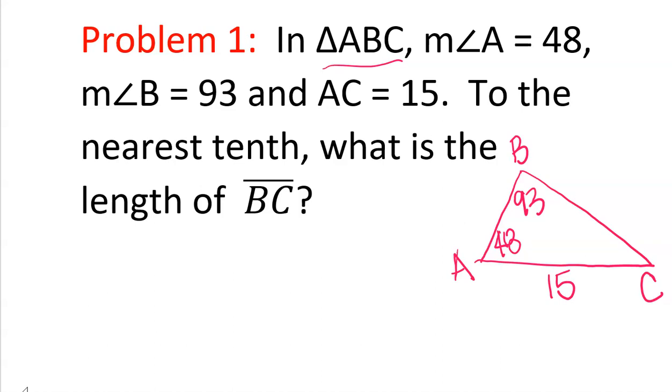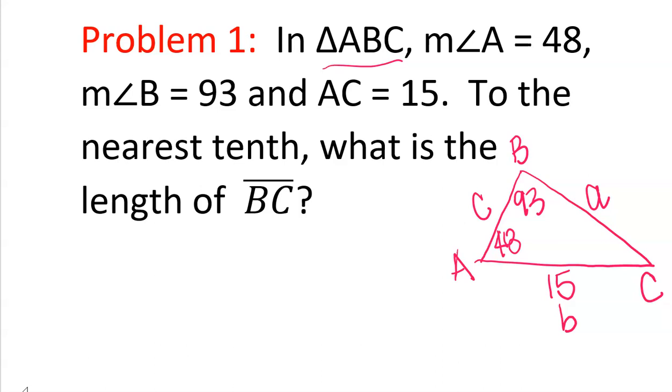Now, I like to use a single letter. The book likes to use double letters. So AC, I would call this one b, like a little b. This one over here I would call a, and this one over here I would call c. And those are the small letters. The angles are the big letters. It just makes it less confusing when there's one letter versus two.